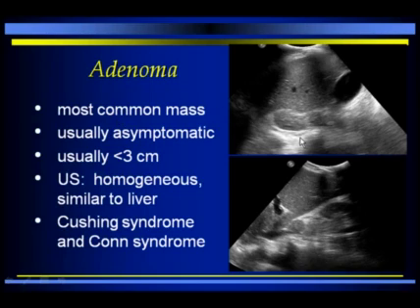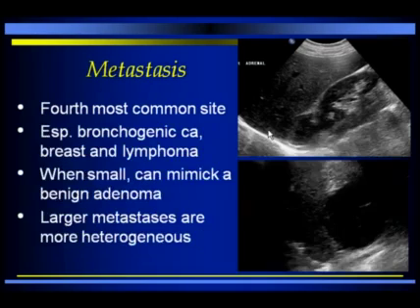The most common mass in the adrenal is the adenoma. It's usually asymptomatic, usually less than 3 centimeters in size. Ultrasound of the adenoma usually shows a homogeneous lesion, similar in appearance to the liver. It may result in Cushing's syndrome or Conn syndrome if it's hormonally active. And the bottom line is, ultrasound is nonspecific, so there's no way for us to distinguish on the ultrasound appearance this adenoma from a metastatic lesion or from a primary adrenal cortical carcinoma.